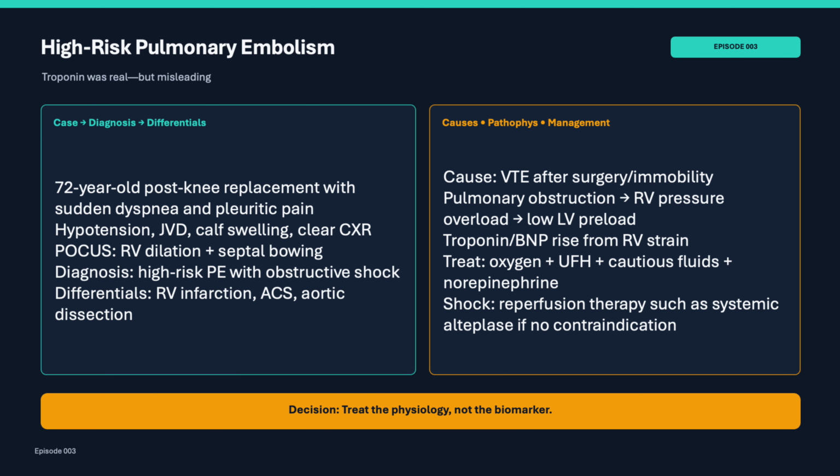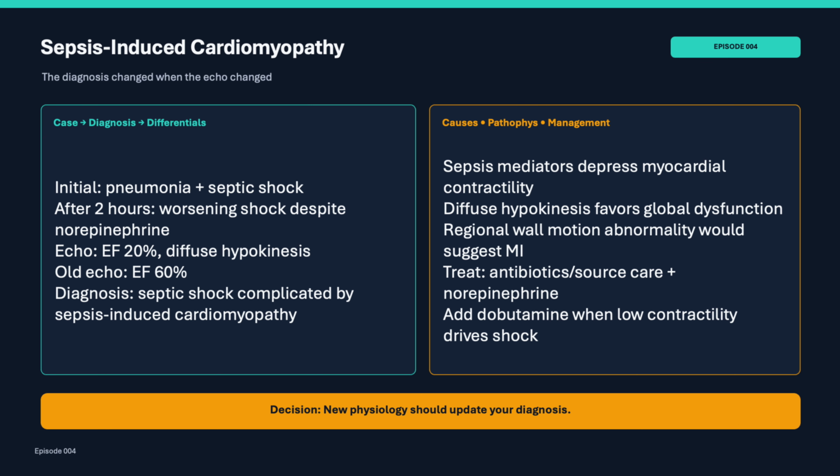An elevated troponin should refine the risk assessment, but it should not make us ignore the entire clinical picture. Our fourth patient was a 67-year-old woman with fever, productive cough, confusion, hypotension, and a right lower lobe pneumonia. Her initial diagnosis was septic shock. That diagnosis was reasonable. She received cultures, antibiotics, cautious fluid resuscitation, and norepinephrine.